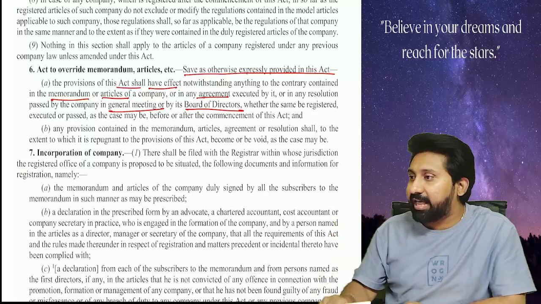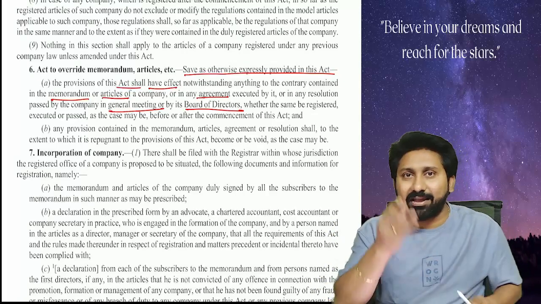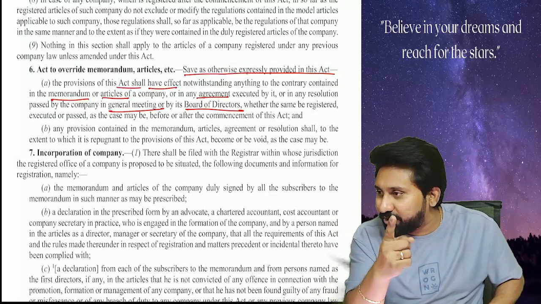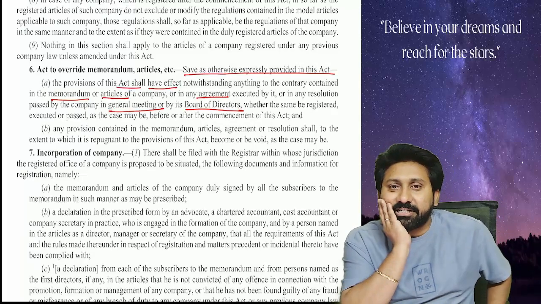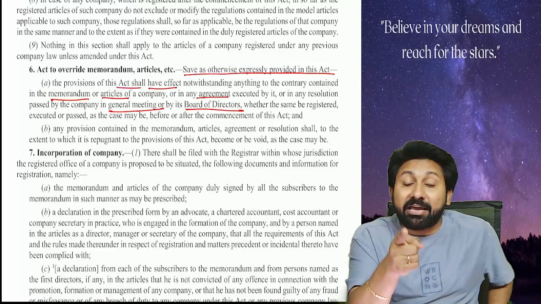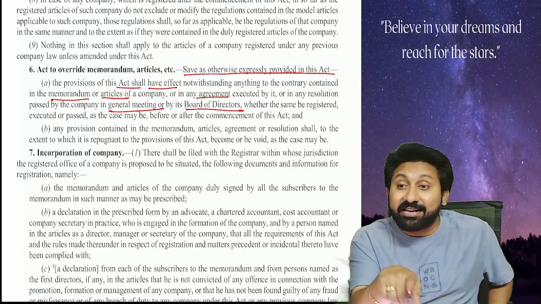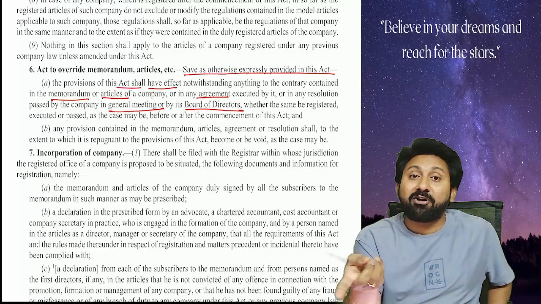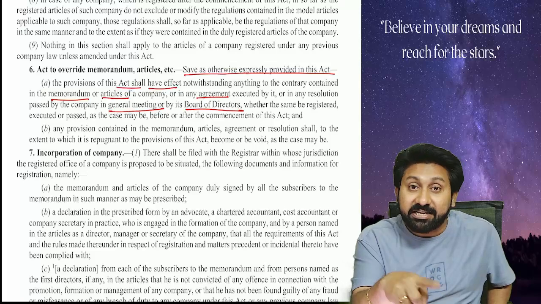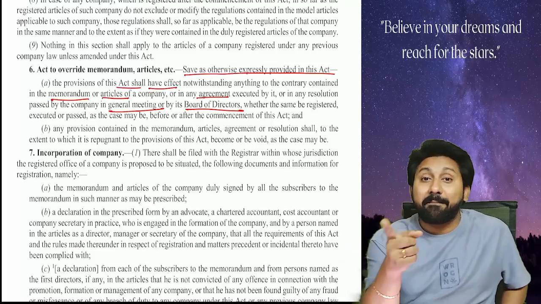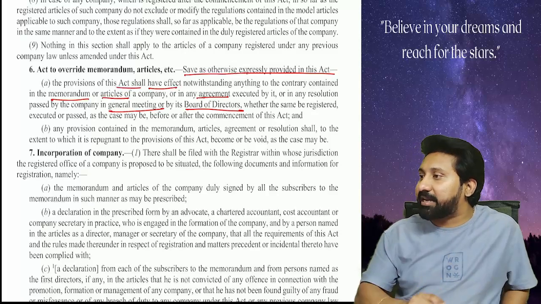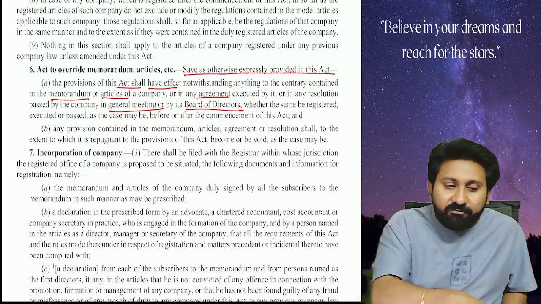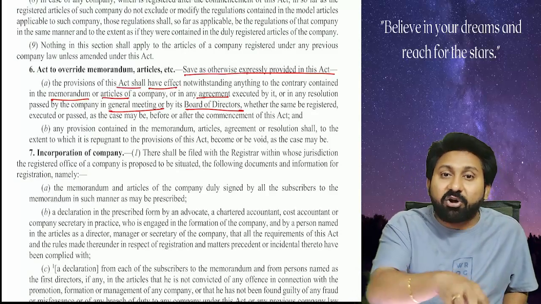Articles will override that. In your syllabus so many sections are there. Example, I will tell you one thing. There is a section called buyback. A company cannot go for buyback unless it is there in the articles. A company cannot go for issue of redeemable preference shares unless it is there in the articles. A company cannot restrict the voting rights of a member unless it is there in the articles. Restriction of voting rights, there is a section, section 106.